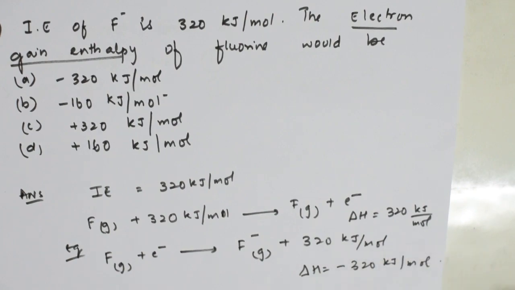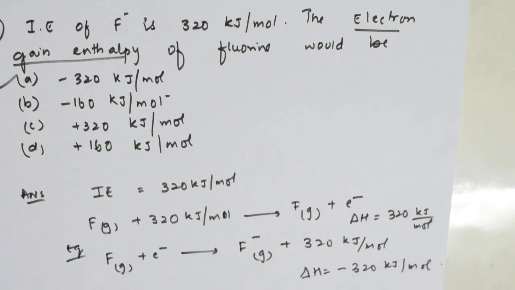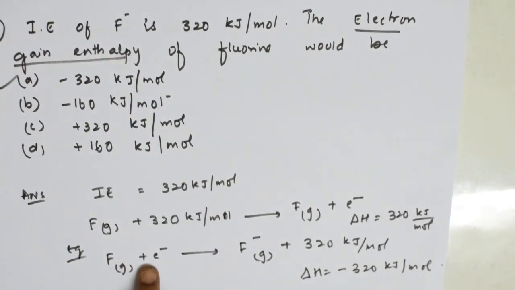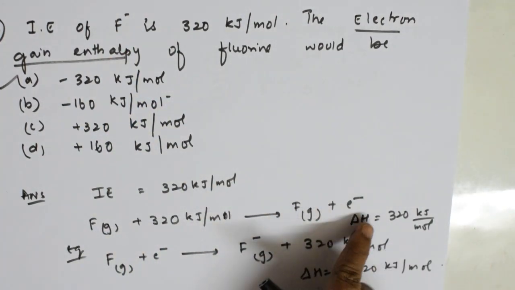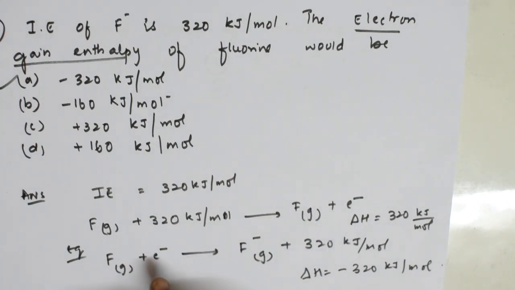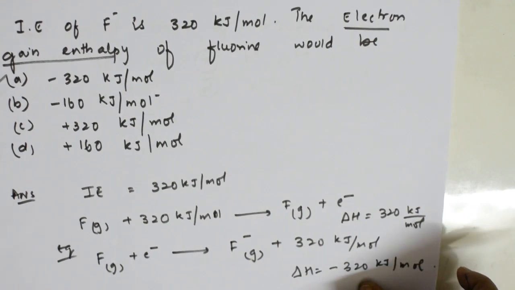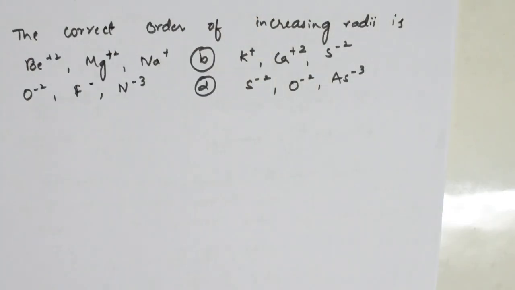So what is the correct option? The correct option is this. It's simple; just to confuse you, they have given a little extra information. Nothing to worry about, just understand the concept. Here it is F minus. So how do you get F minus? First this happens, then when it takes the electron, it forms F minus. That's why I have written this. That's fine, students. Now let us go to the 4th question of the mock test.